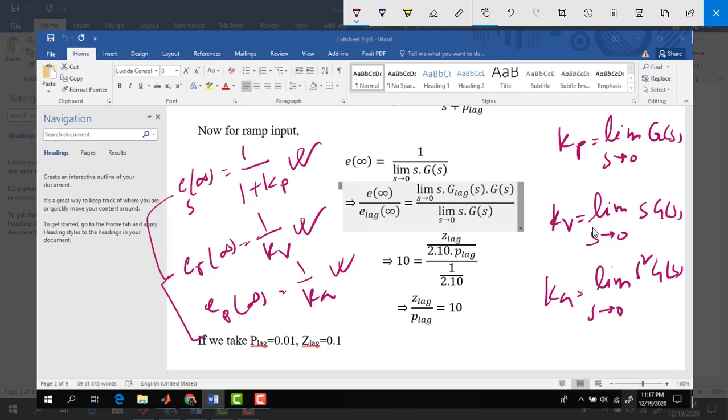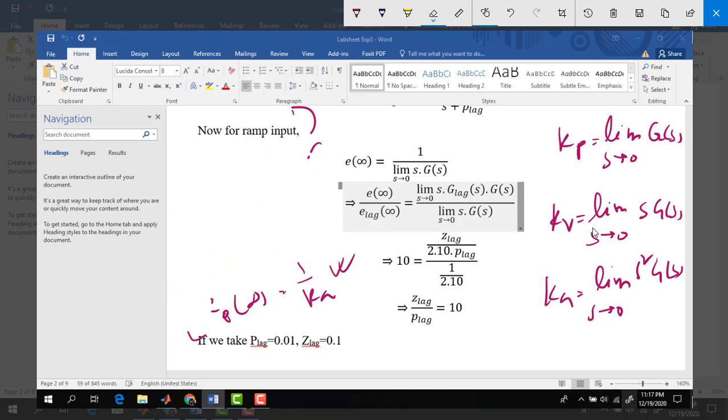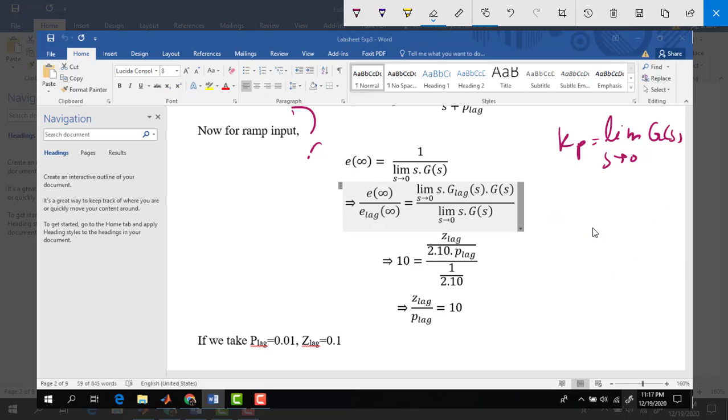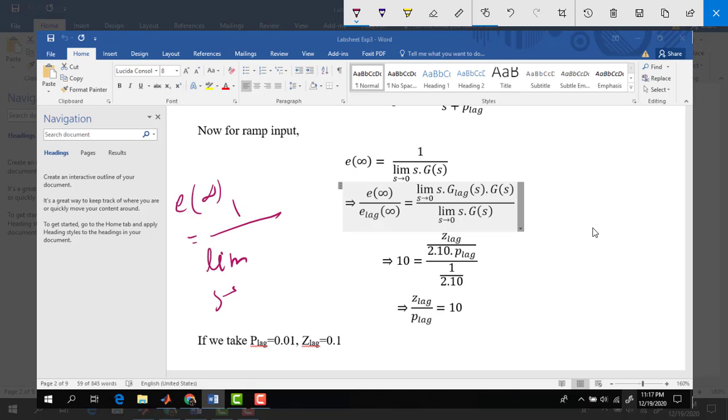For this experiment in particular, we need the ramp input. So we don't need any other thing, we just need the ramp. So let's erase all this. For the ramp function, e to the power infinity is equal to, as I said, 1 by kv. kv means limit s tends to 0 s G(s).